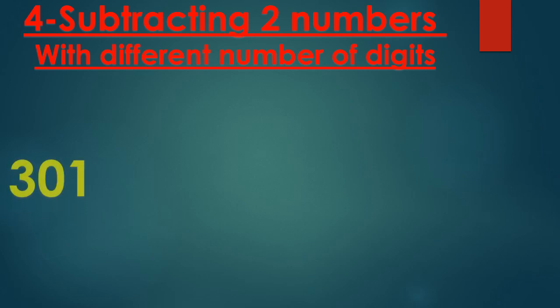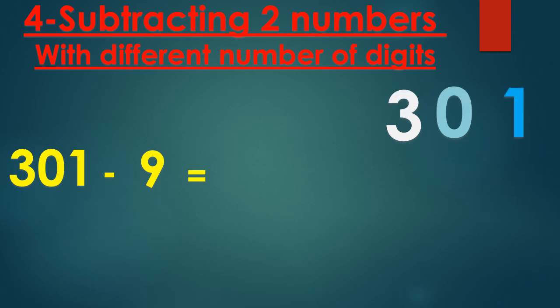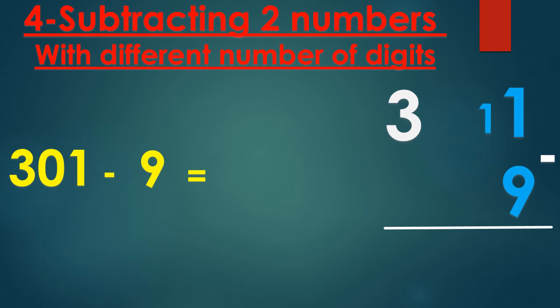Another example of subtracting two numbers with different number of digits is 301, which has 3 digits, minus 9, which is only 1 digit. We write them one below the other from the right, so the 9 becomes under the last digit, which is 1, and then we start subtraction. 1 is less than 9, so we borrow 1 from the 0. When we borrow 1 from the 0, it turns into 9 and the 3 turns into 2.